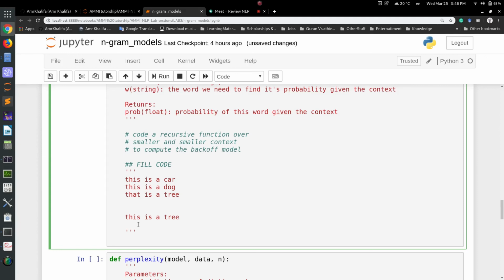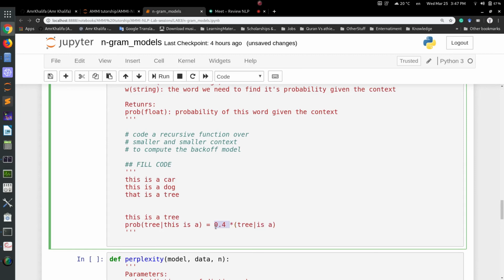But if I look at tree given is, okay, I can count this probability and then use it. I don't need to look for the entire history. I can go back to the smaller gram. So instead of using 3 words in my past, instead of using a 4-gram model, I can use a 3-gram model, so given the 2 words before this word. My probability in this case, the probability of tree given this is, is going to be 0.4 times tree given is, okay.